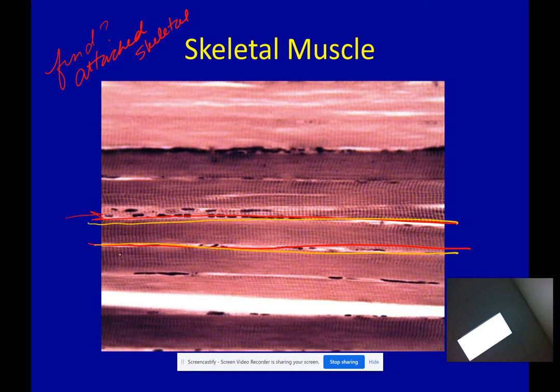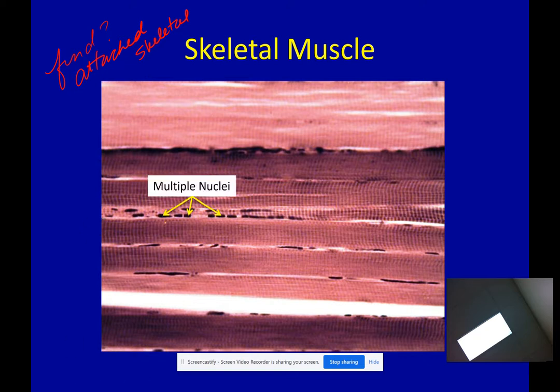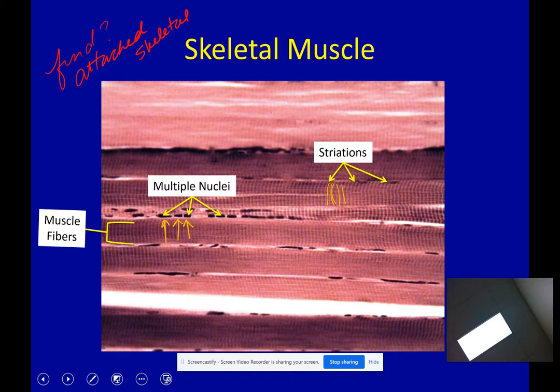And I've got these little stripy things here, all indicating that I'm looking at skeletal muscle. So when it comes to your practical, I can ask you to identify these. These little black dashes are going to be the nuclei. I can ask you to identify the striations, the stripes that you see here. And I can ask you to identify the muscle fiber.